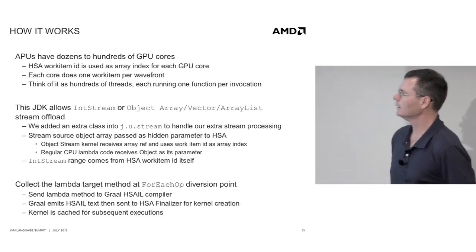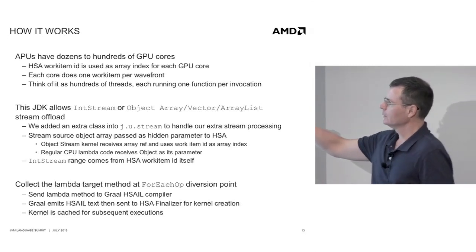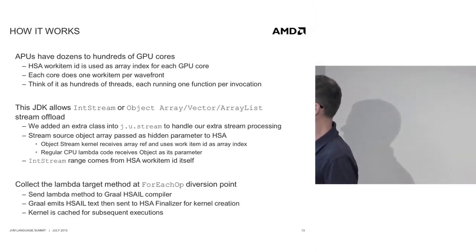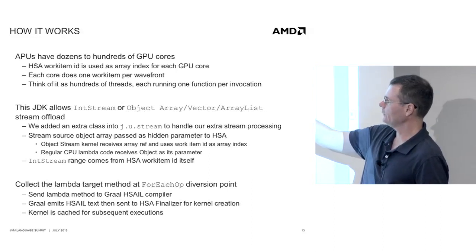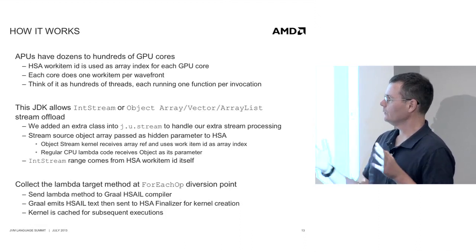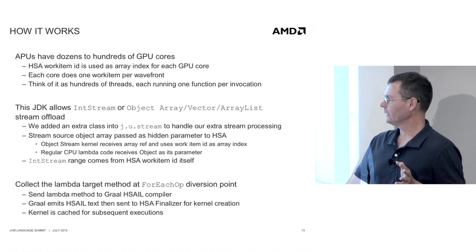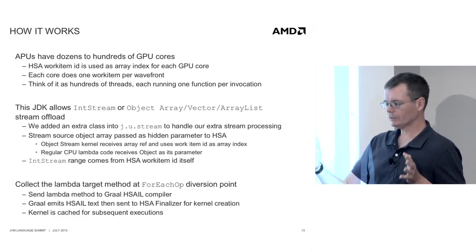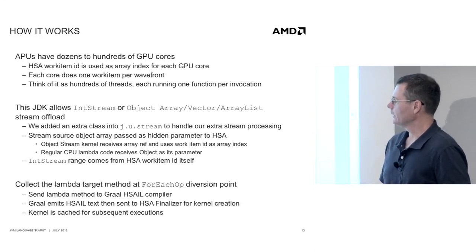When you're using an object array, we pass the reference to the object array as a hidden parameter to the kernel. In the case of an int stream range, we don't actually have to pass anything because we use the work item ID that the GPU would naturally get as a substitute for the value in the range. So obviously, we just support ranges of 0 to n because that's how the GPU works. I'll show a code example of this a little bit later on.